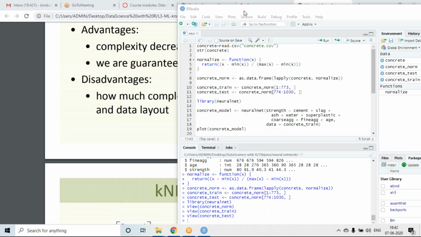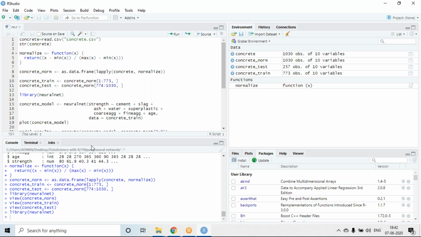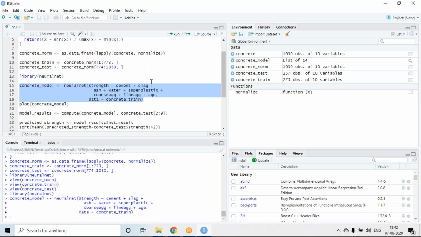Okay, Bindu, I'm giving you the presenter right. Can you share your screen? Okay, Bindu. So where are we? Can you run the library neural net, line number 13? Okay, now run 15 to 18. Select 15 to 18 together and run it. So it ran. Now just plot line number 19.